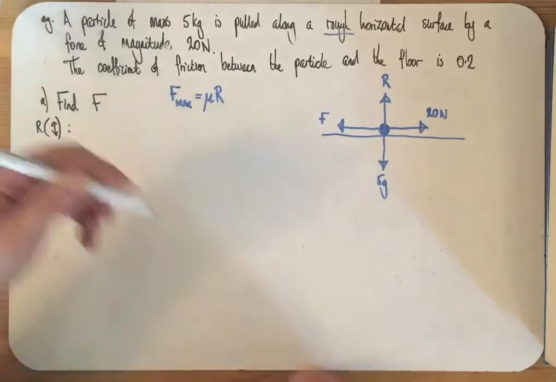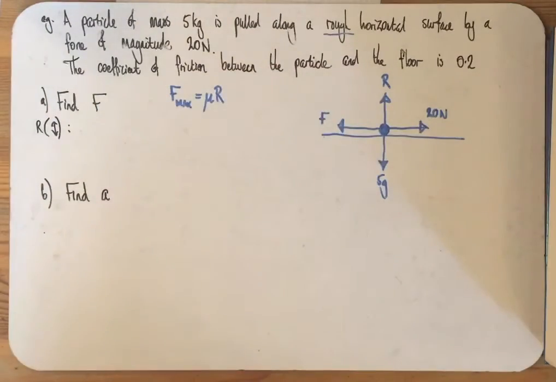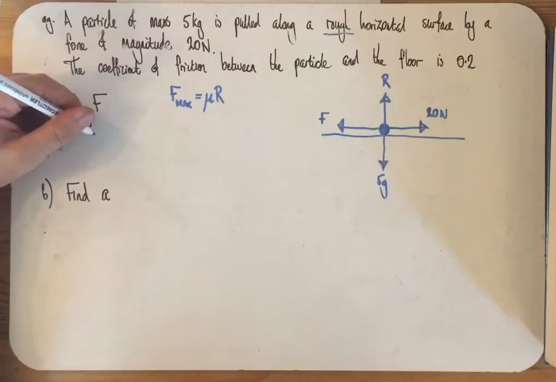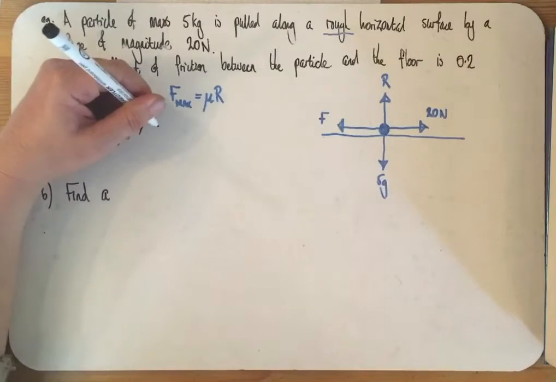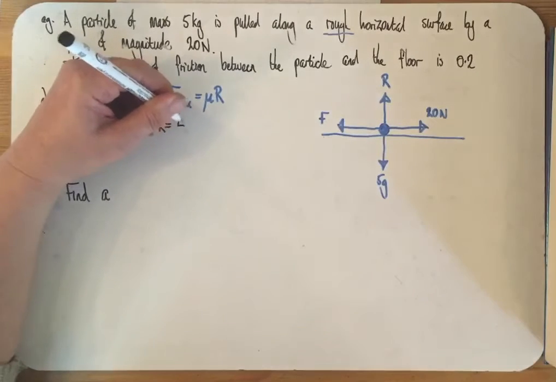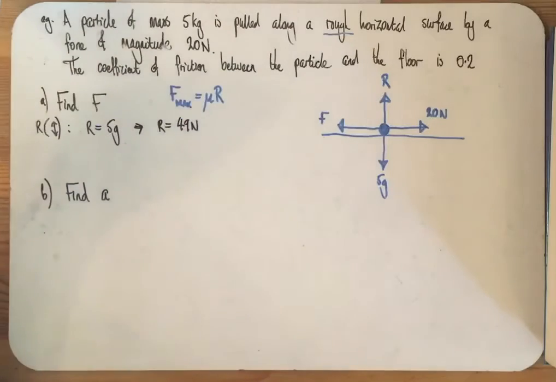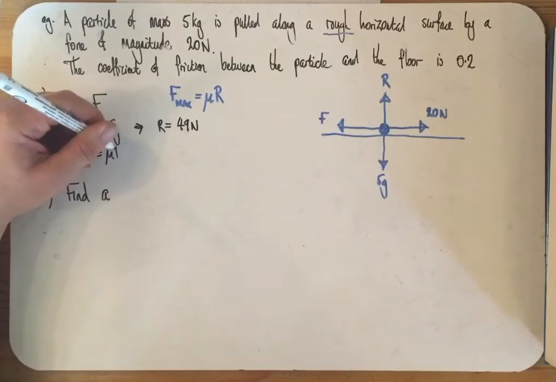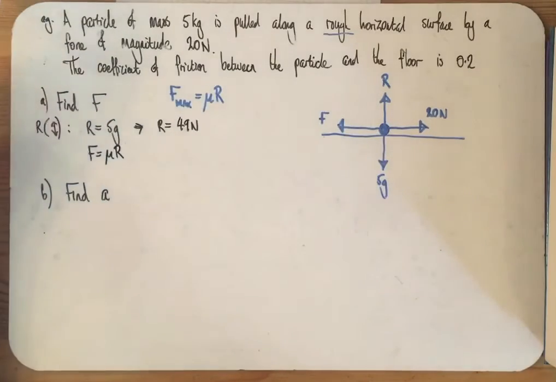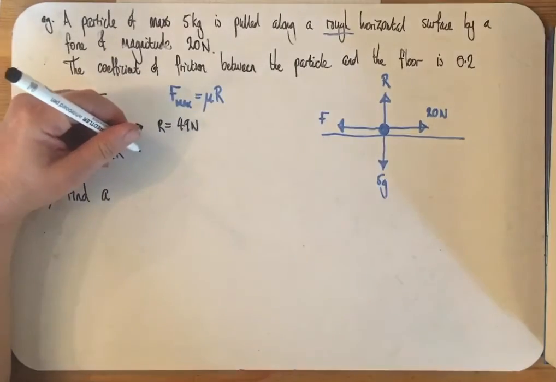This one's nice and easy. Forces are in equilibrium, perpendicular to the plane. R is equal to 5g. G is 9.8, and so R is equal to 49 newtons. And then F equals mu R. You can write F max if you want, or just leave it as F equals mu R. There's a lot of F's and there's a lot of R's in A-level mechanics. So if you want a way of distinguishing between the two, writing in F max doesn't hurt.